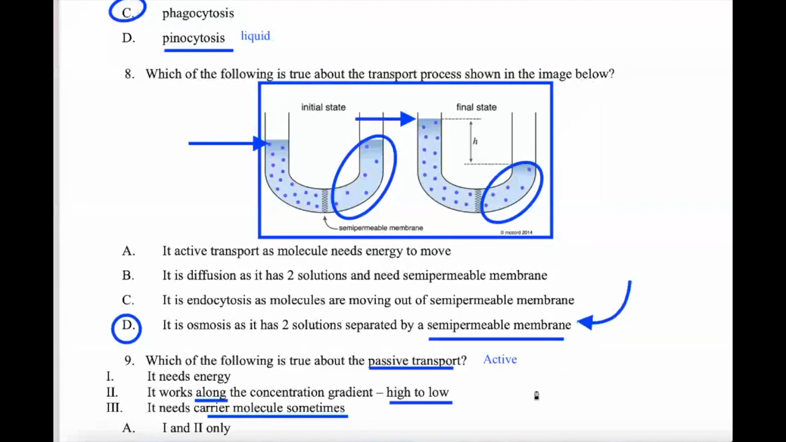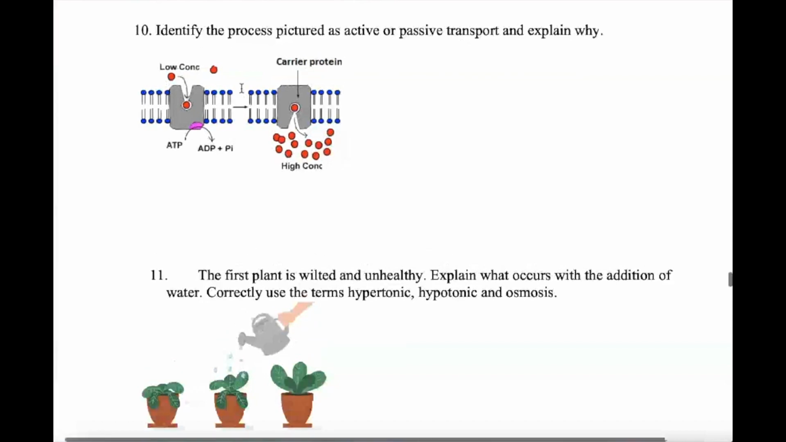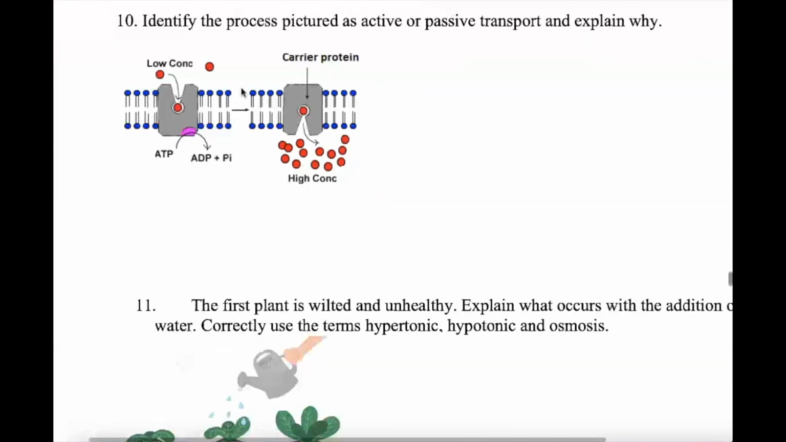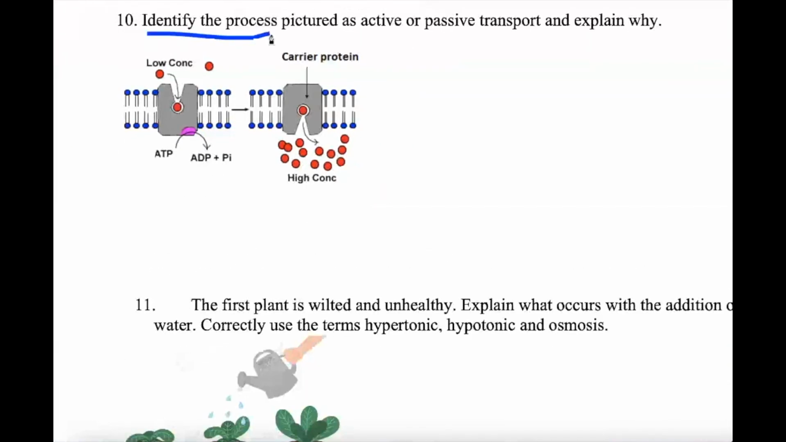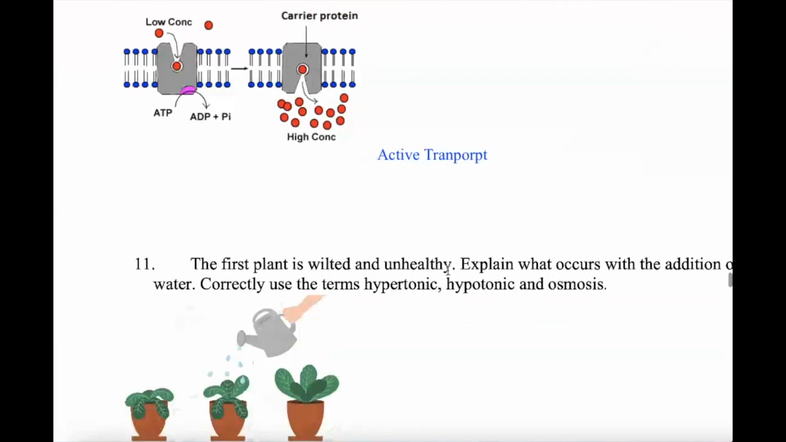Okay, next question. I don't need a lot of explanation here. Just tell me the process. Identify the process. Active transport, because there is ATP, and it goes from low to high. Excellent. It is active transport because it is using ATP, and moving from low to high.